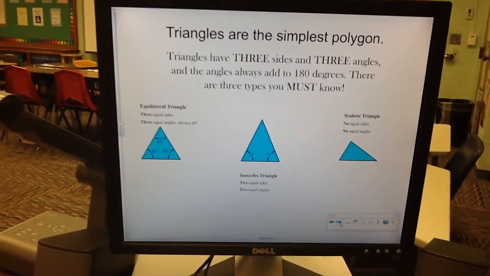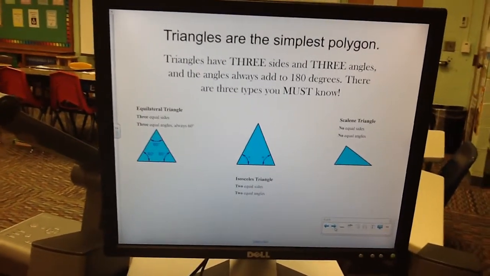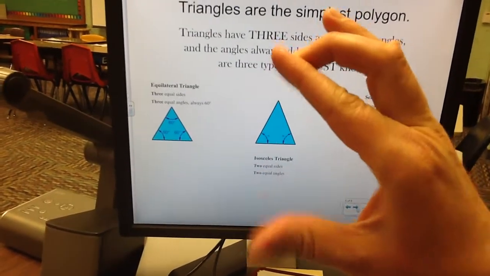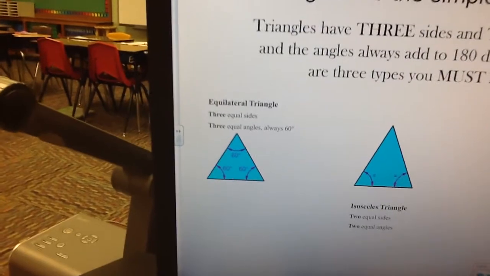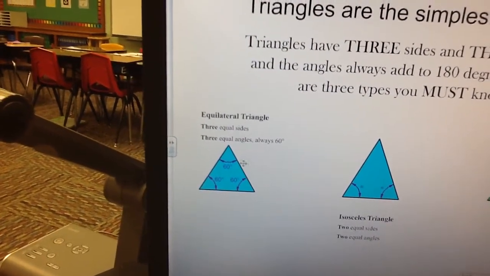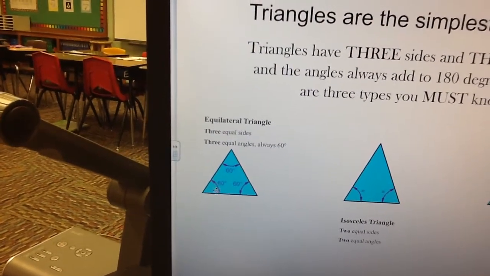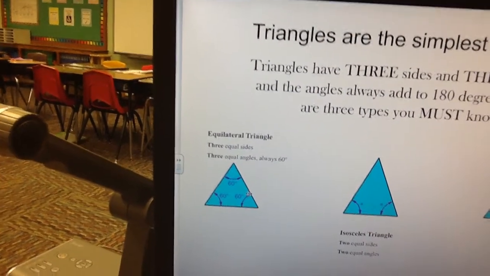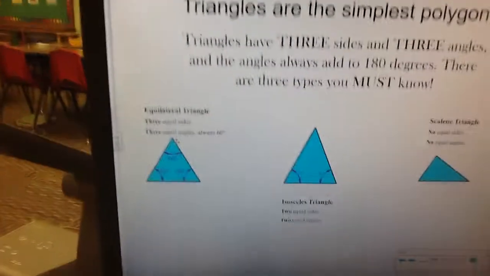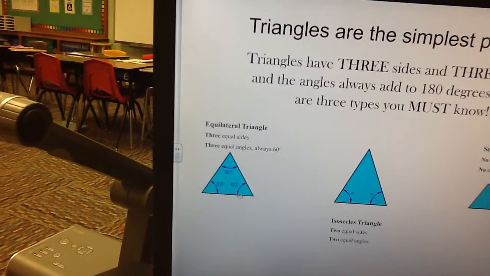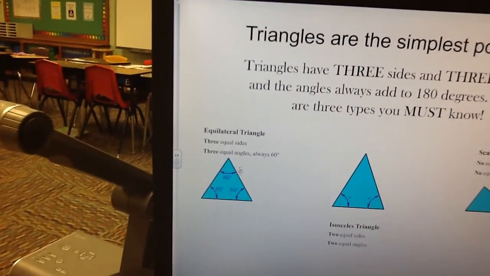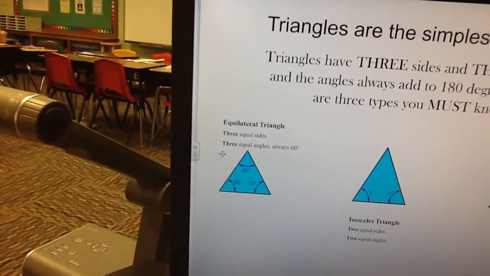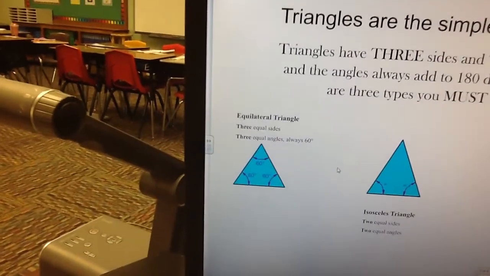Triangles are the simplest polygon. Triangles have three sides, three angles, and the angles always add up to 180 degrees when we use our protractors. There are three types that you've got to know. First, we have the equilateral triangle. There are three sides and they're all the same length. The angles, if you measure them with a protractor, are all 60 degrees. So this angle is 60 degrees, this angle is 60 degrees, and this angle is 60 degrees. Triangles always add up to be 180 degrees when you measure all three of the inside angles. But if each angle is 60 degrees, you know you have an equilateral triangle. Write that down, write these two definitions down, and draw a picture of what it looks like with the degrees drawn inside. Pause it, draw it, and continue.